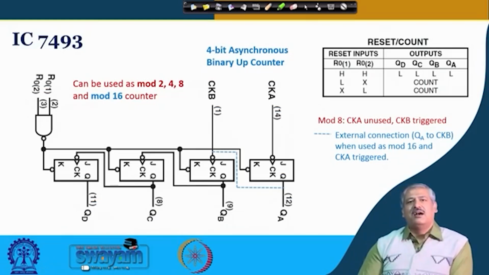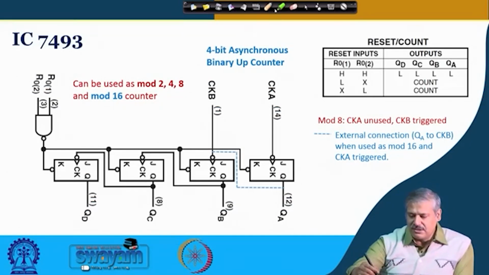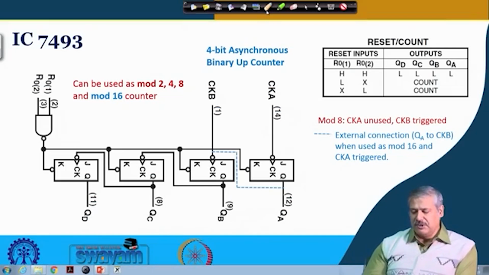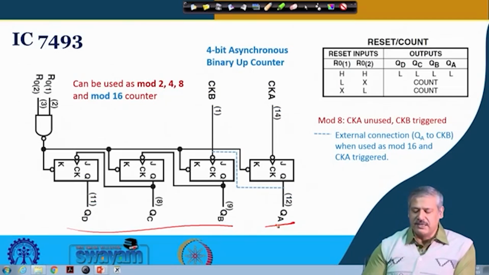So, finally, we would like to see one standard IC which gives this asynchronous up count. IC 7493 is one such IC, which, if you look at the inside circuit, has a mod 8 counter and a mod 2 counter. Two such units are there in this particular IC. So, this is clock B and this is clock A.